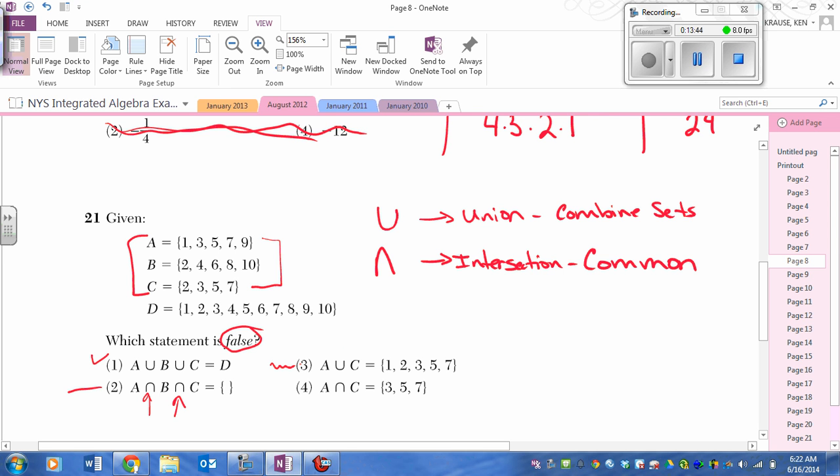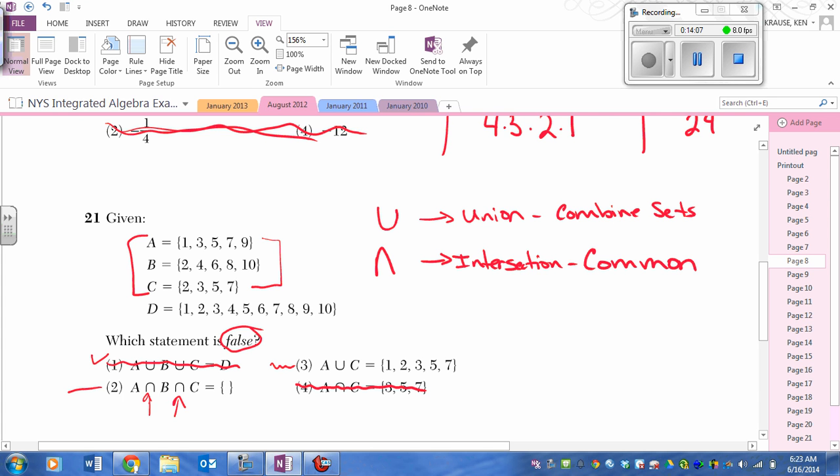Let's check. A and C. Let's put A and C together. A and C, they have a 3. They have a 5. And they have a 7. So that one's definitely true. So we'll get rid of that one. We'll get rid of this one. Somehow I screwed something up.